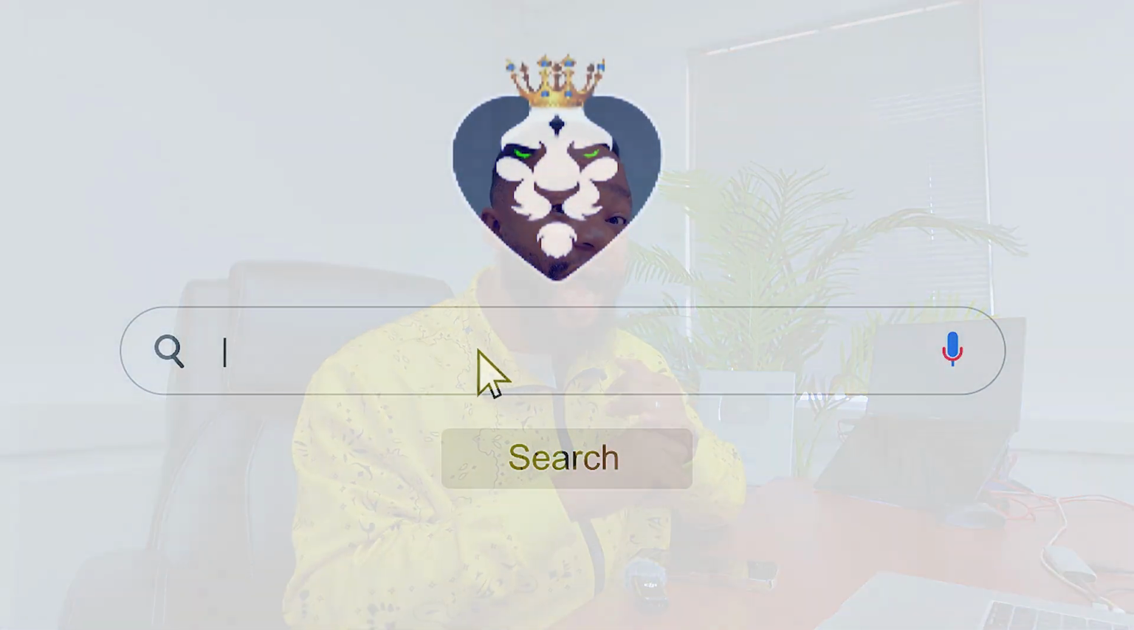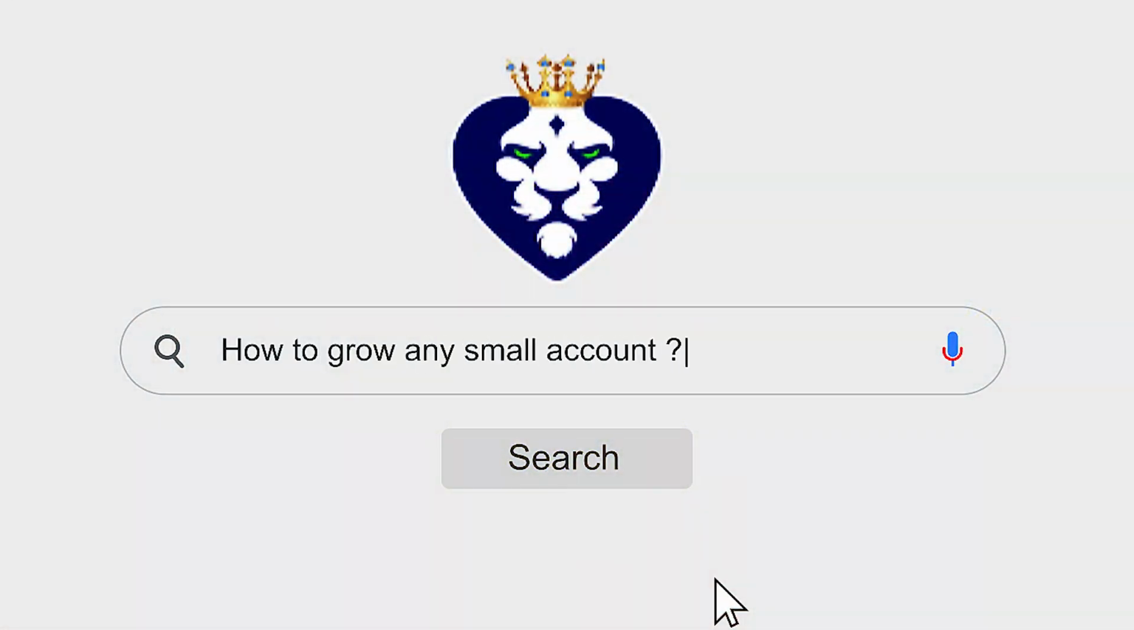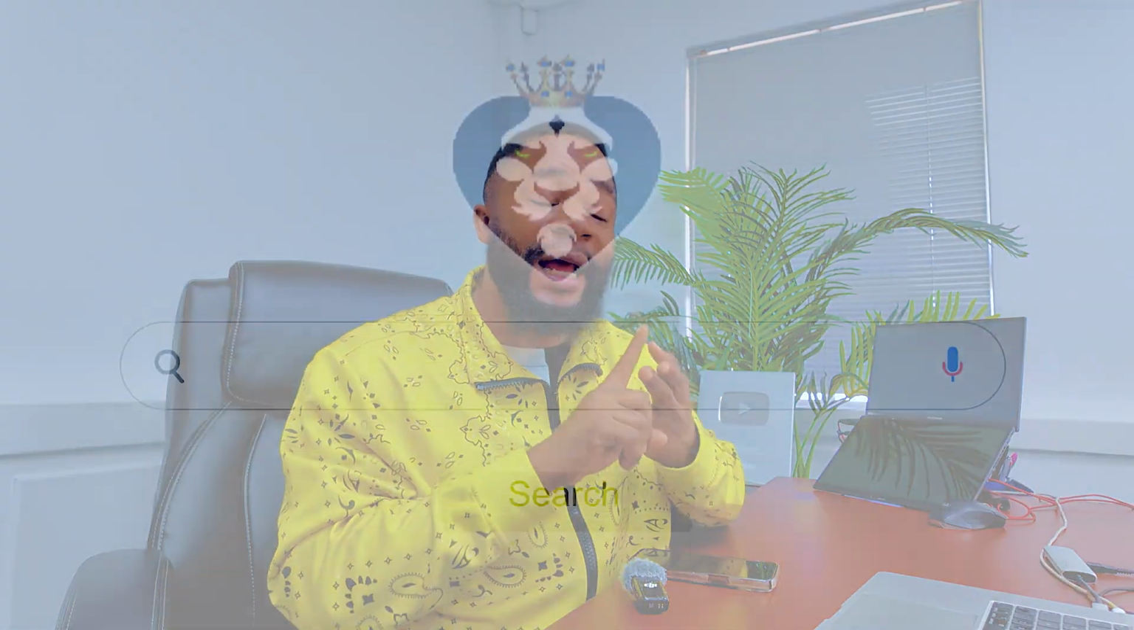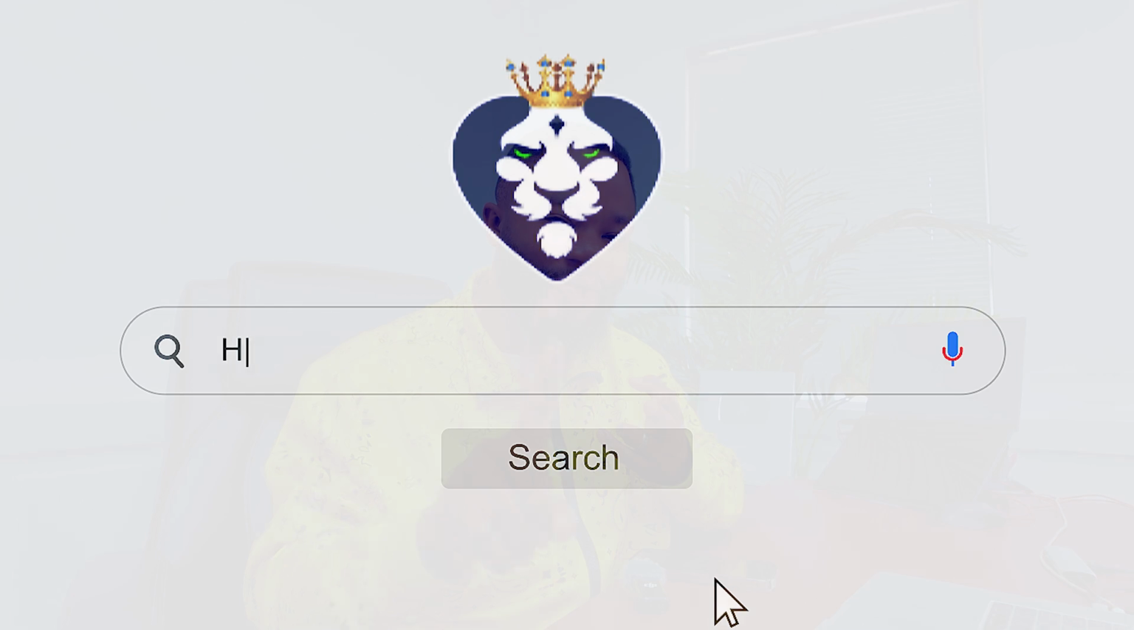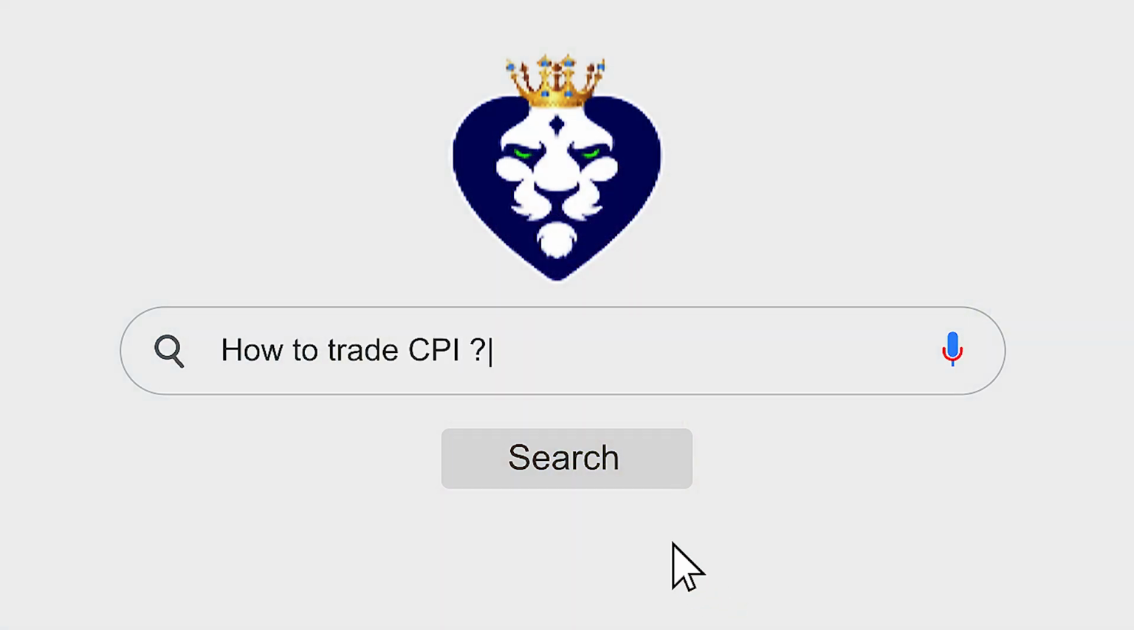Now, two things we're going to be covering here. We're going to cover how to grow a small account, so how to flip a small account. And also we're going to cover how to trade CPI. Coming up right now.